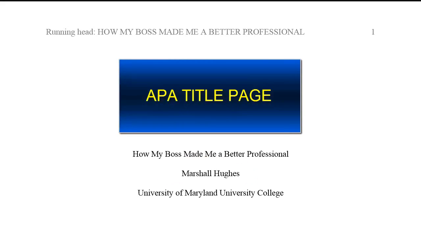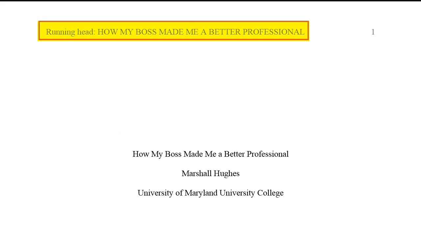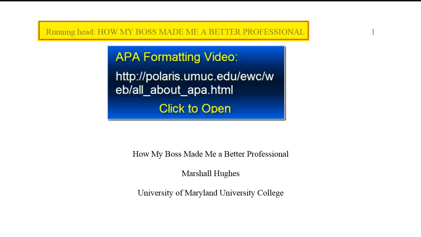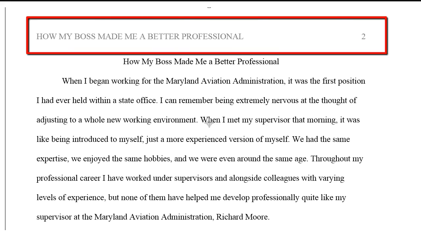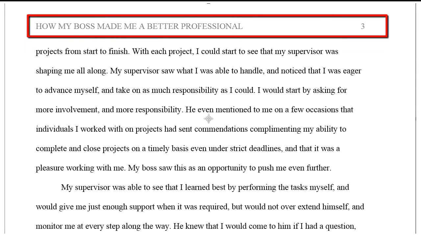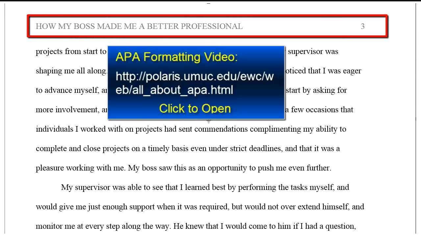First, the APA title page. In the top left is the running head, so called because it's a title that appears at the head or top of the paper and appears on each page, meaning it runs. Again, be sure to follow this video closely on how to create this running head. Also keep in mind the running head is different on the title page than on all the other pages, so you should know the trick shown in the video.